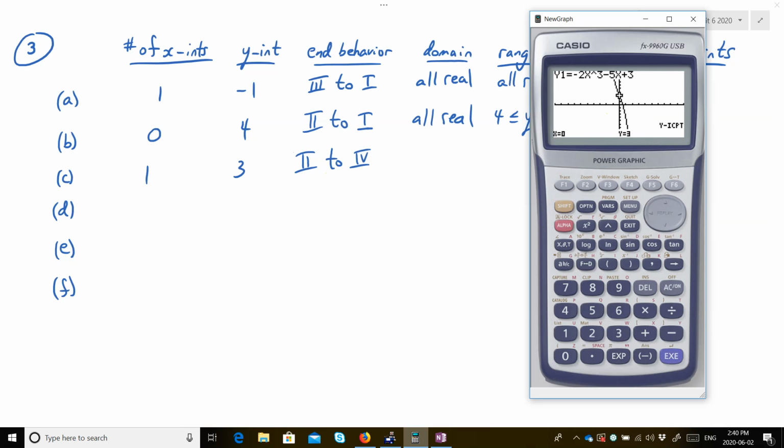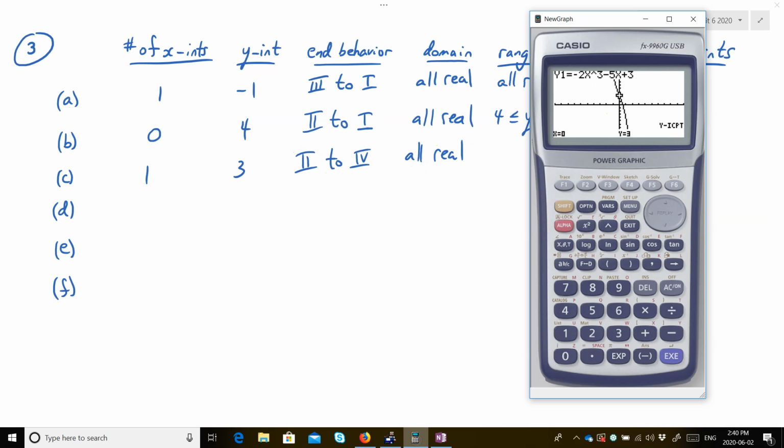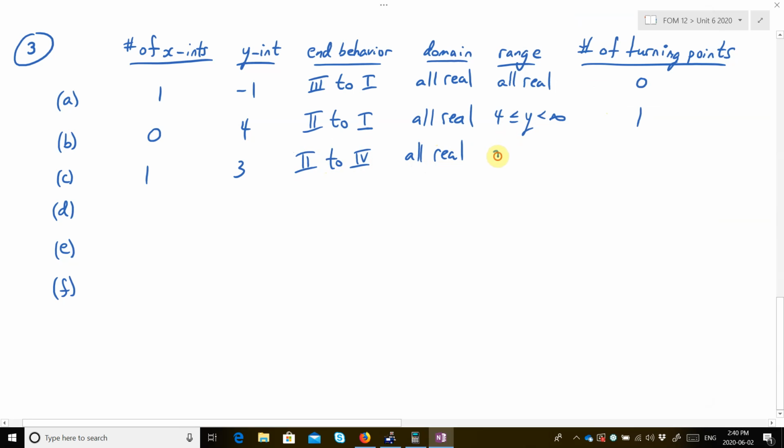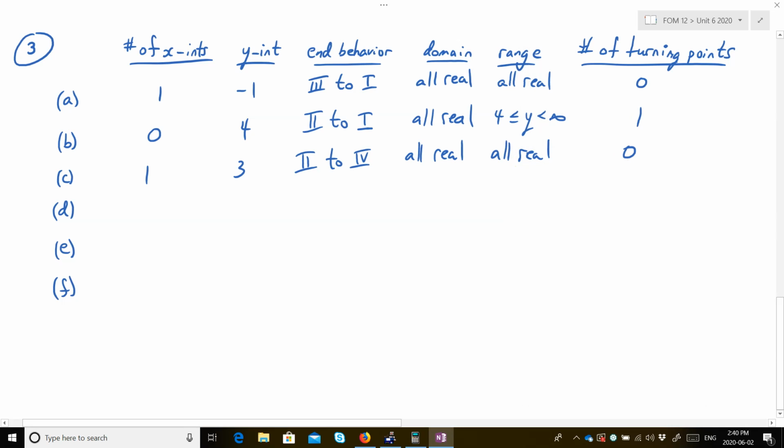Graph goes from left to right forever with no breaks, so the domain is all real. Graph goes up forever and down forever, so the range is all real. And do we have any turning points? Does it come to a certain point and then turn back? It looks like there are no turning points. So that's 3C.